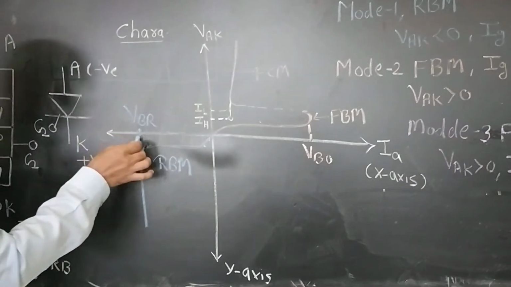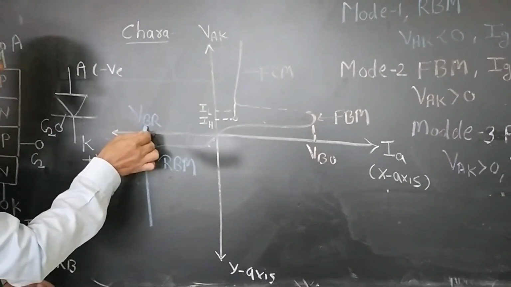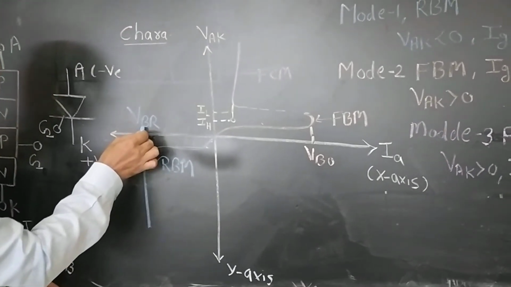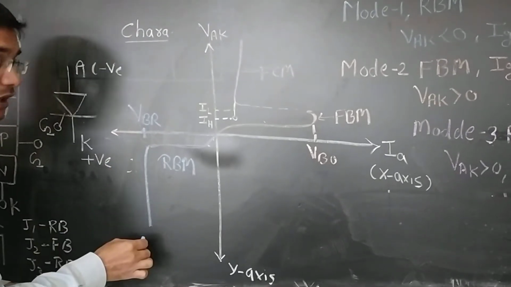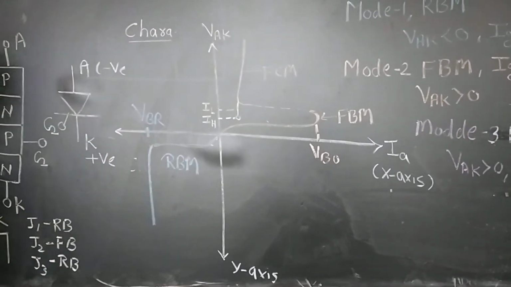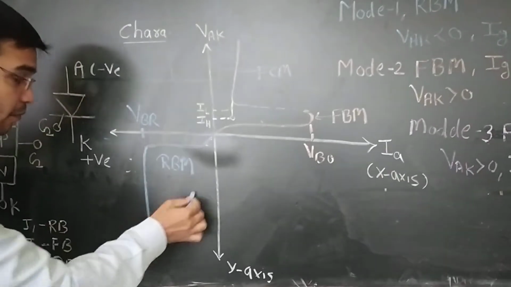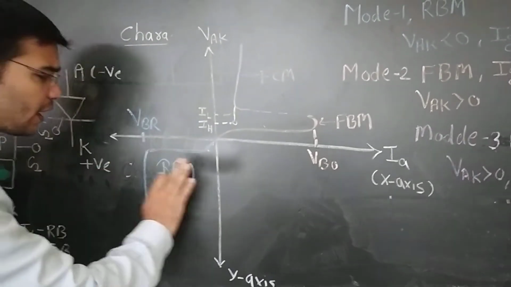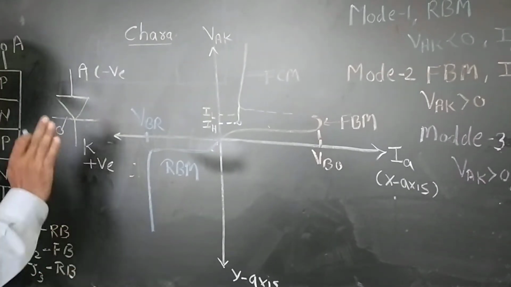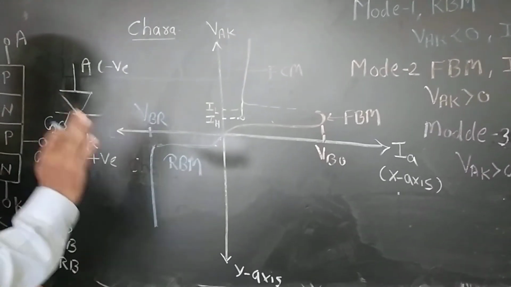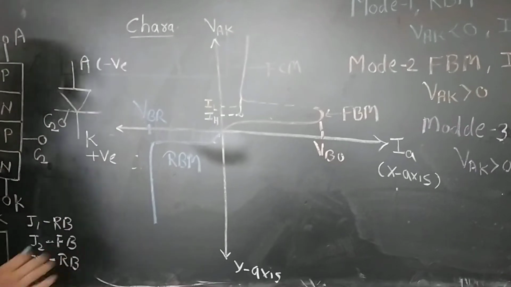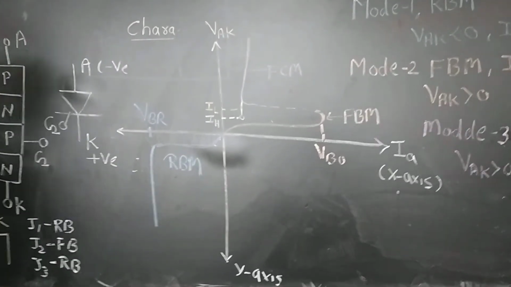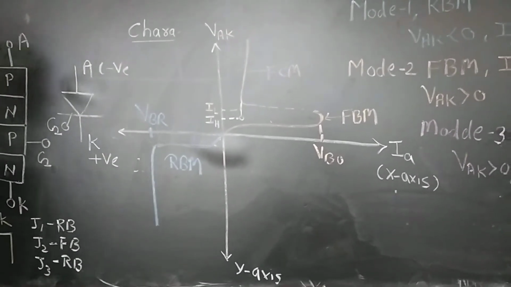When we apply more than this reverse breakover voltage, the SCR will get damaged. This value is given by the manufacturer. So this is called mode 1 operation. Under mode 1 operation, no current will flow, only we get the voltages, right? So we get the anode to cathode reverse voltage.